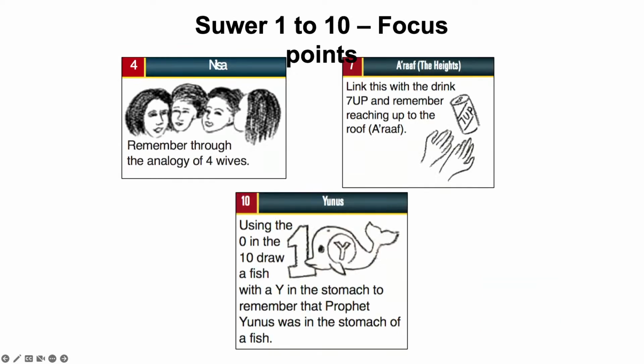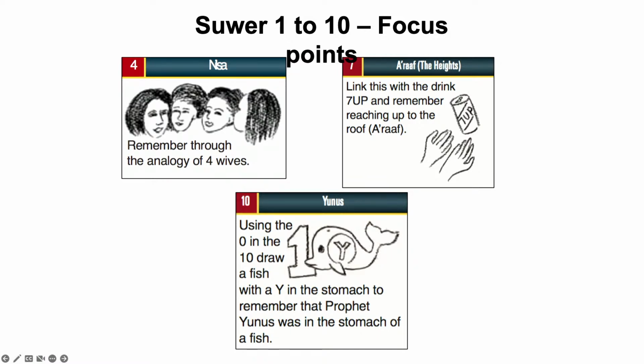Okay. So we're going to look at surahs 1 to 10. So first you have a focus point. You know number 4 is Nisa, because allegedly everybody says that you're allowed to have 4 wives. Can't even manage 1, but they want 4. Okay, so there you go.